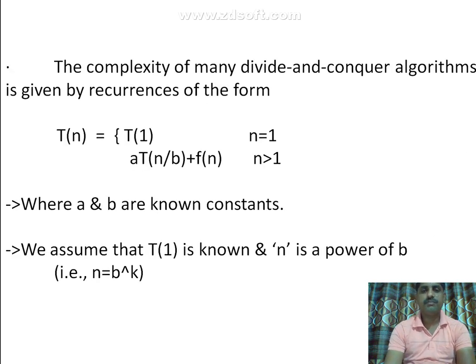Then the complexity of many divide and conquer algorithms is given by the recursive form, that is T(n) = T(1) for n = 1, and T(n) = a·T(n/b) + f(n) for n > 1. Here a and b are constant values. We assume that T(n) is known and n is a power of b, that is n = b^k.